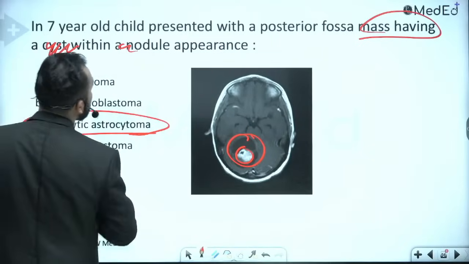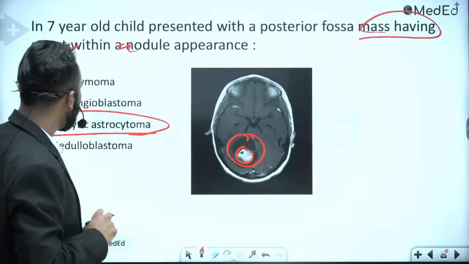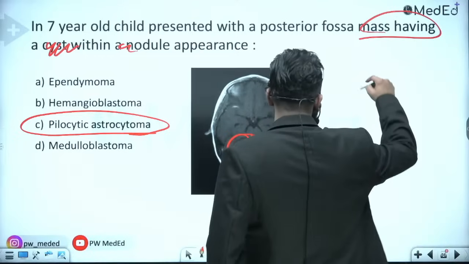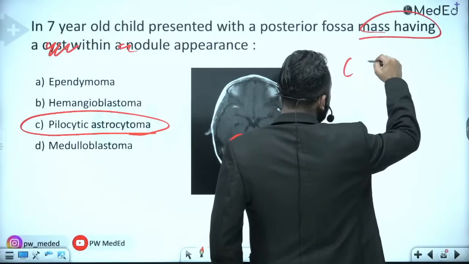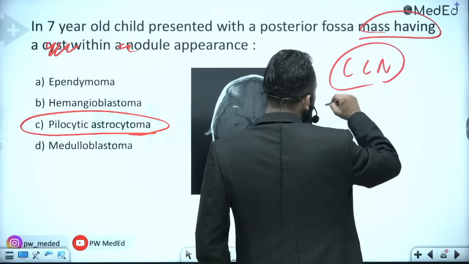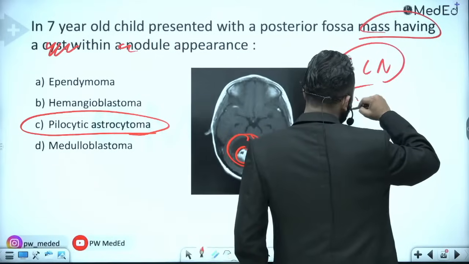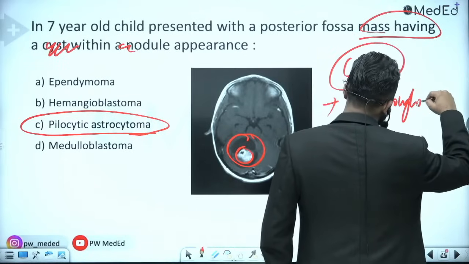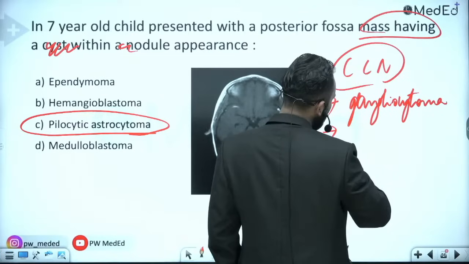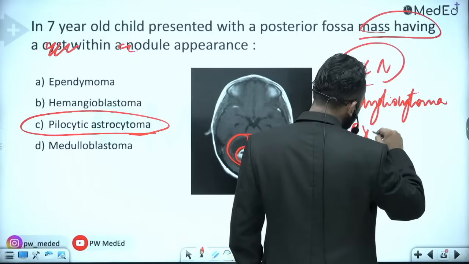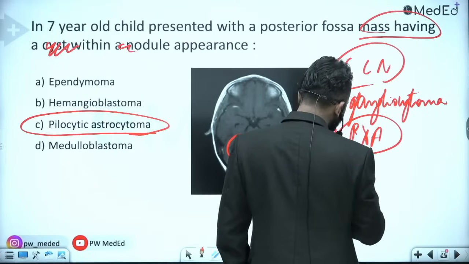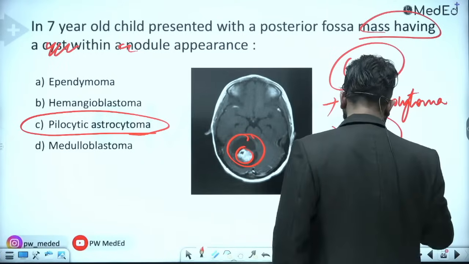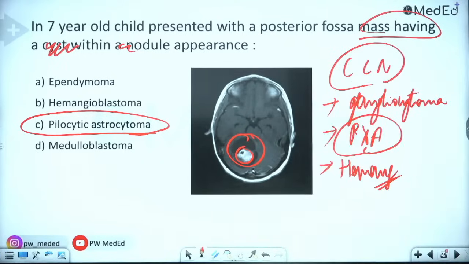pilocytic astrocytoma in children. So also remember that cyst with a nodule appearance is also seen in gangliocytoma, then it can be seen in pleomorphic xanthoastrocytoma. It can also be seen in hemangioblastoma. This hemangioblastoma will present in adults.